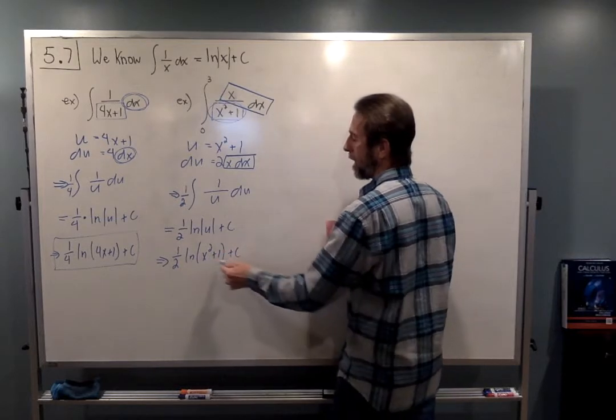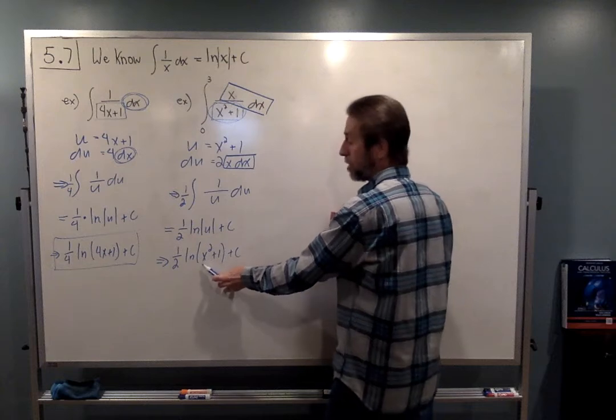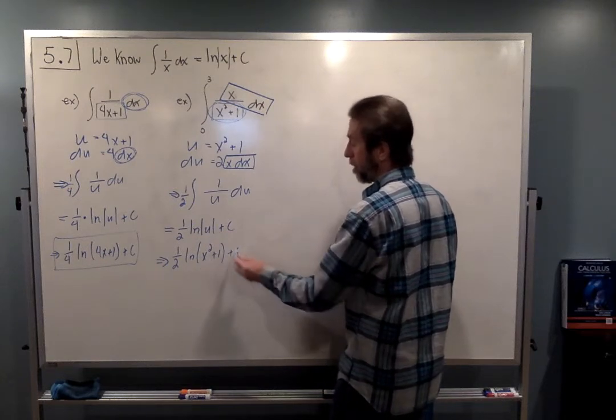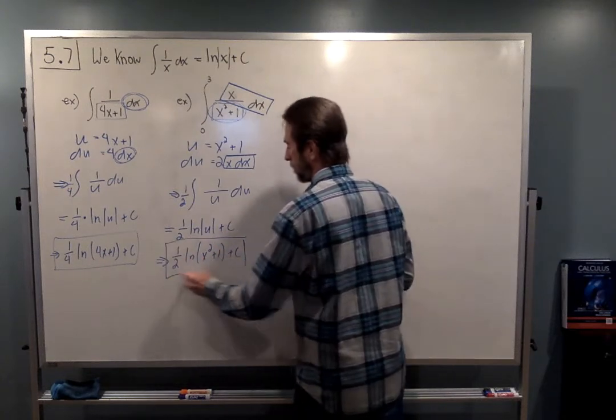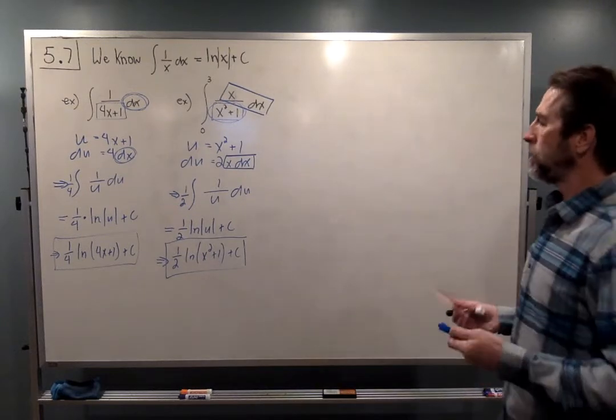Now here we do not have to put absolute value symbols around it, because I don't care what x value I choose. If I square it, it's positive. If I add 1, it's even more positive. So there we go. And again, we can check it.